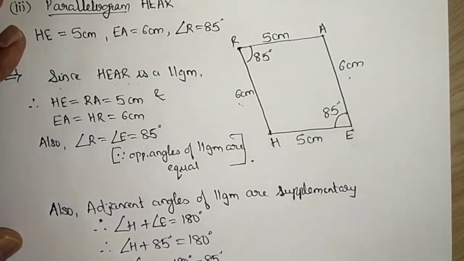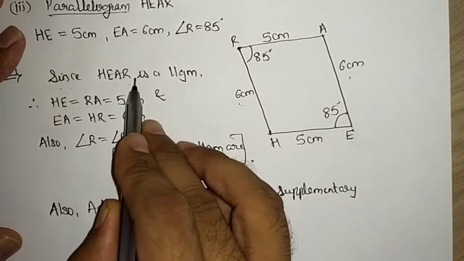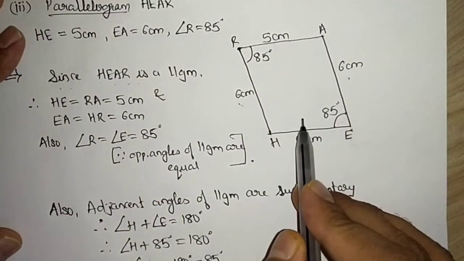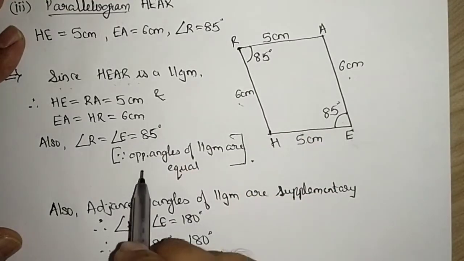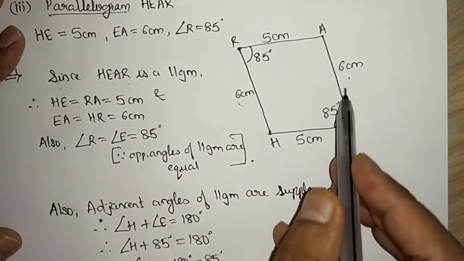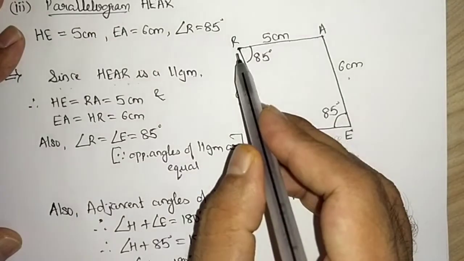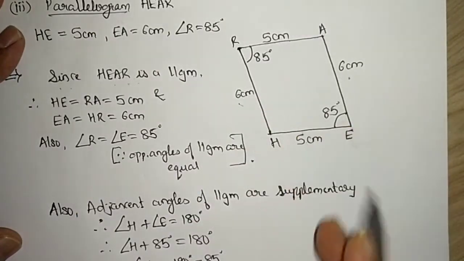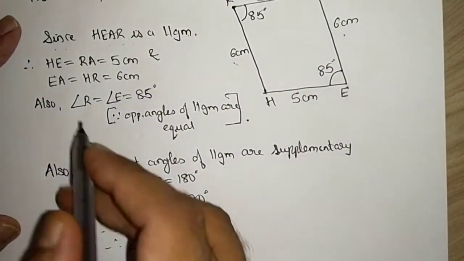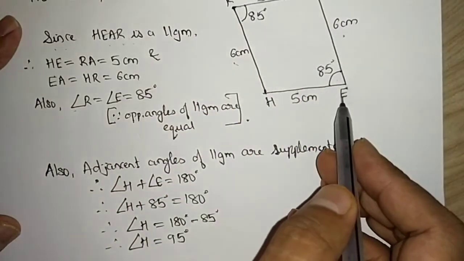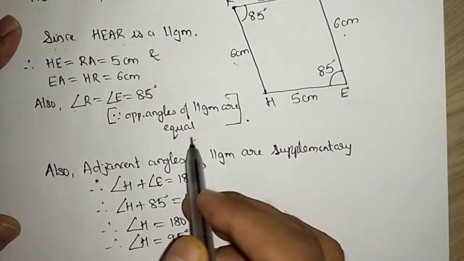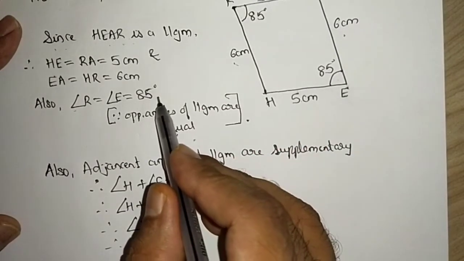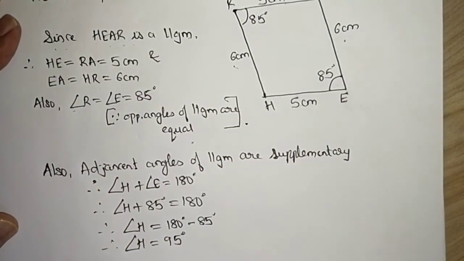So we will write like this: since HEAR is a parallelogram, HE is equal to RA is equal to 5 centimeter and EA is equal to HR is equal to 6 centimeter. Also, angle R is equal to angle E because opposite angles of parallelogram are equal. Therefore, measure of angle E is also 85 degree.